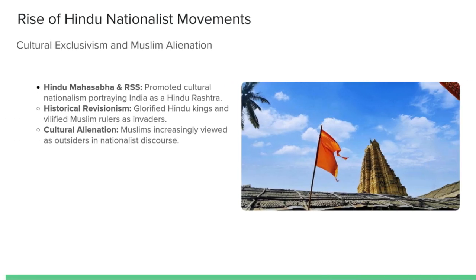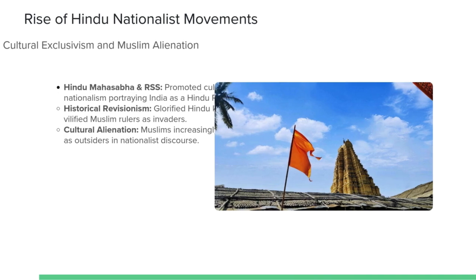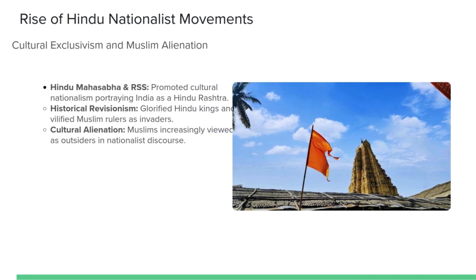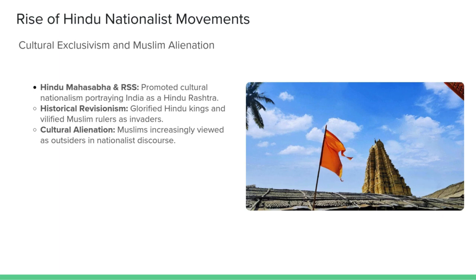Rise of Hindu nationalist movements. Groups like the RSS and Hindu Mahasabha promoted India as a Hindu homeland. They reinterpreted history and mythology to suit their narrative. This cultural hegemony fueled Muslim feelings of alienation.